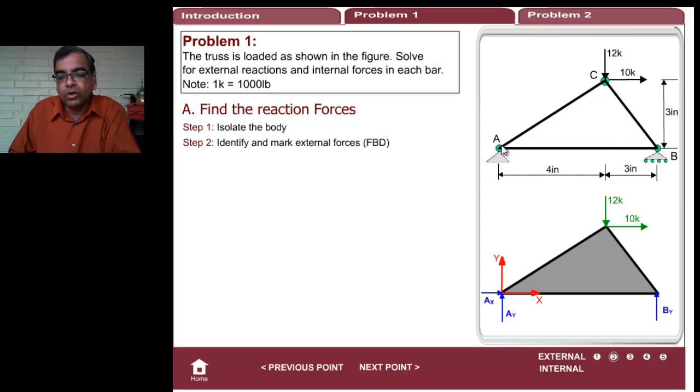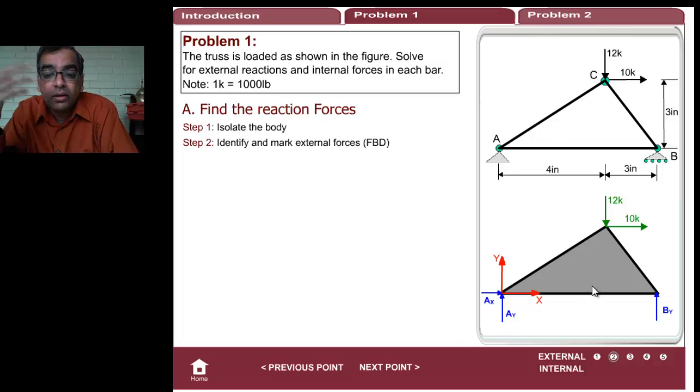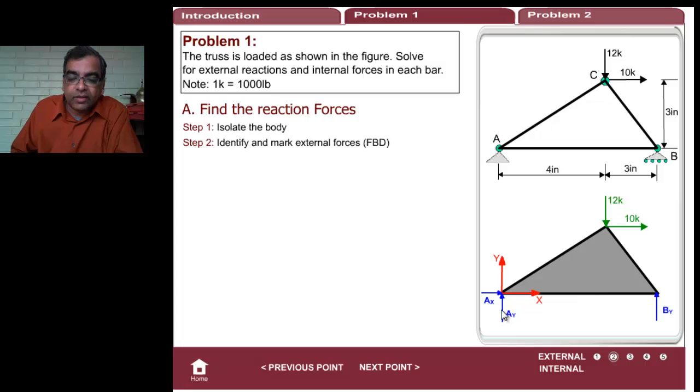There you go. Notice I don't care about any of the internal forces. I only care about the external forces. There is my axis, x and y, and I have drawn AX and AY and BY. This is a pin joint, so it has AX and AY. This is a pin roller, so there's only BY. And at C there are two external forces, 12 and 10. The forces in the bars don't show up because they are all inside the FBD. I don't care about the signs of this, we will worry about that later.